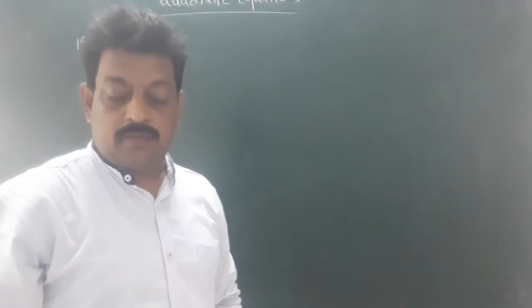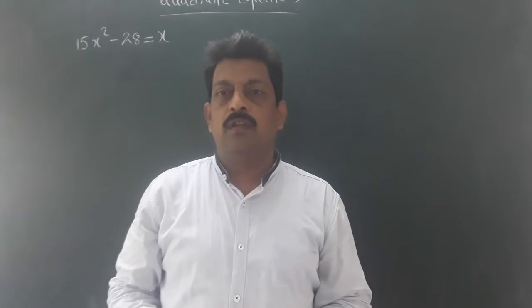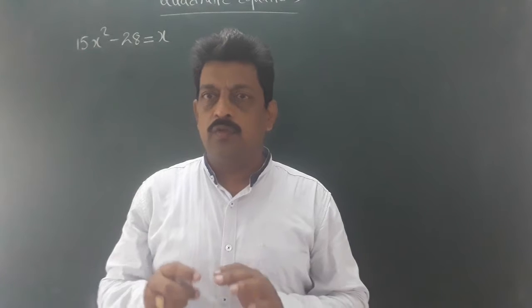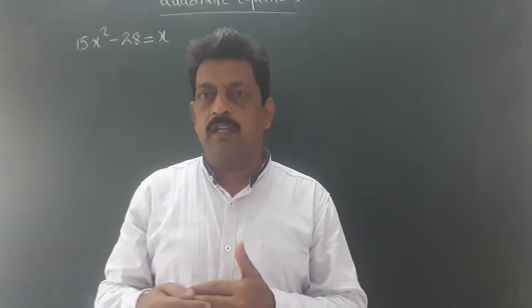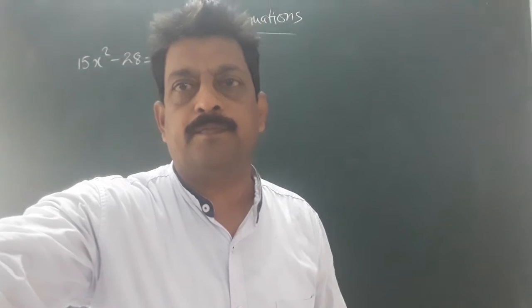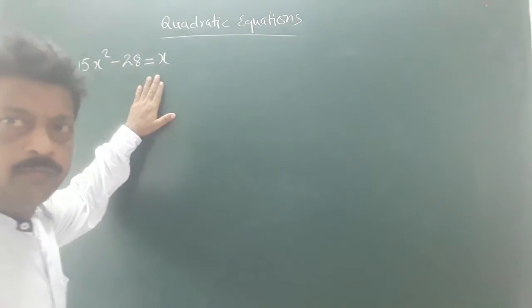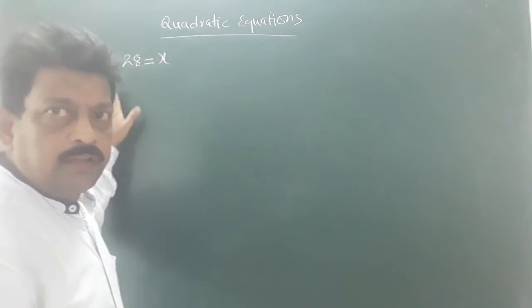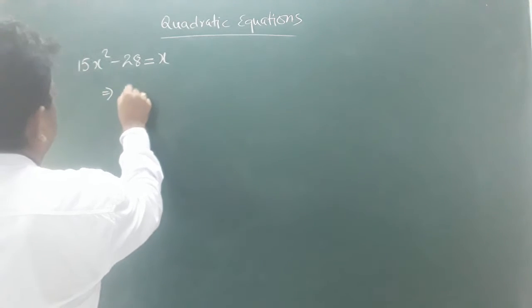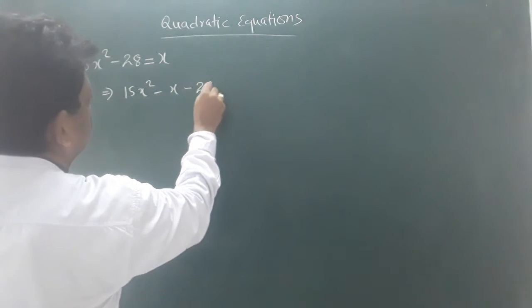Now students, in case of a quadratic equation, before solving it, we have to make the right hand side 0 always, to convert the given equation into the standard form. So here let me take this x to the left hand side and make it a standard equation. So 15x square minus x minus 28 equals 0.